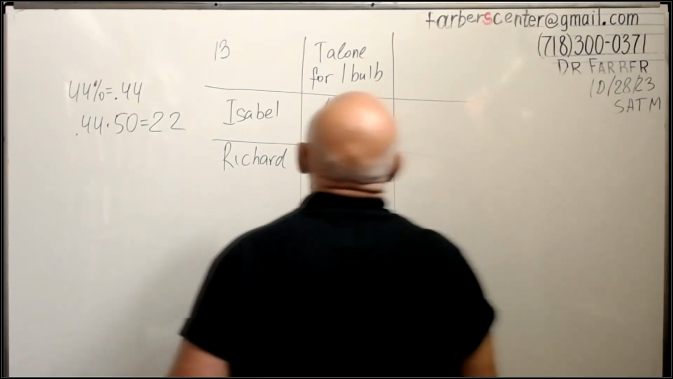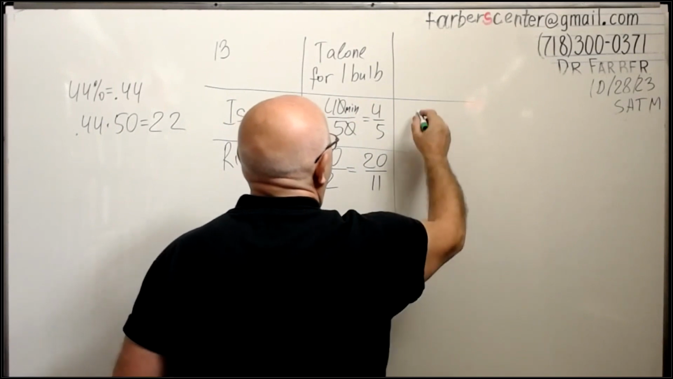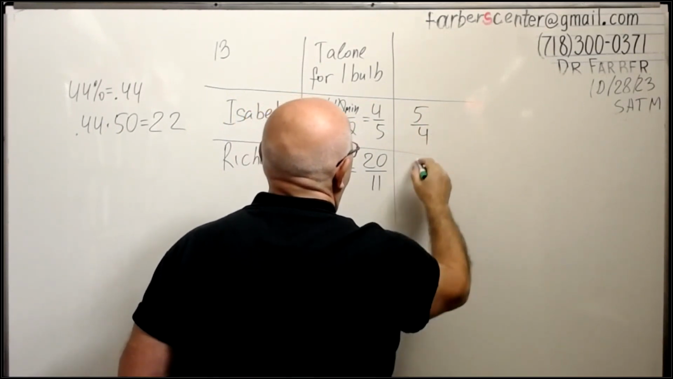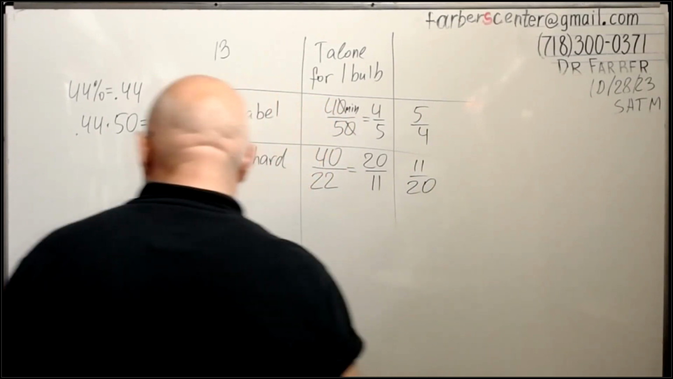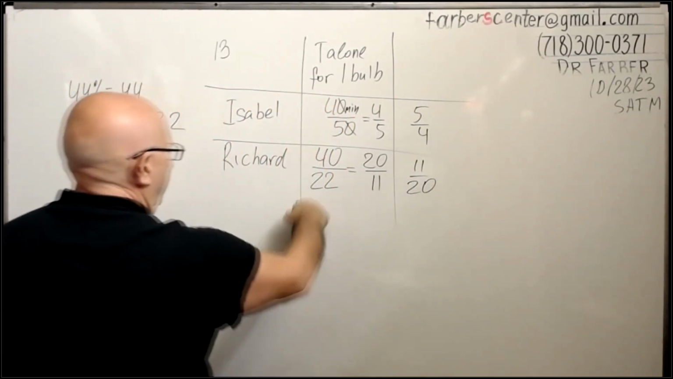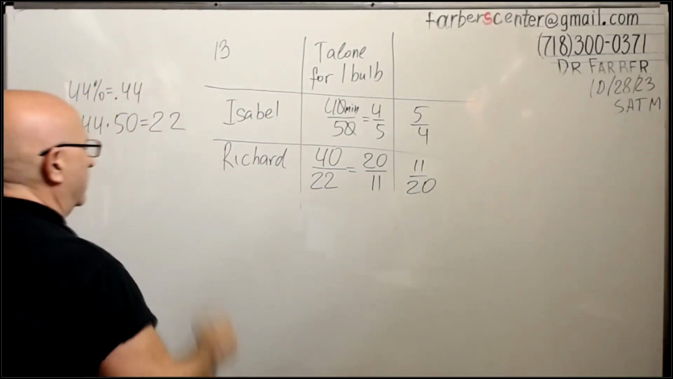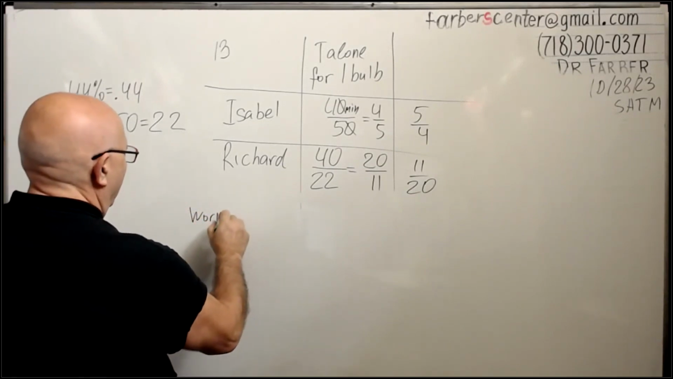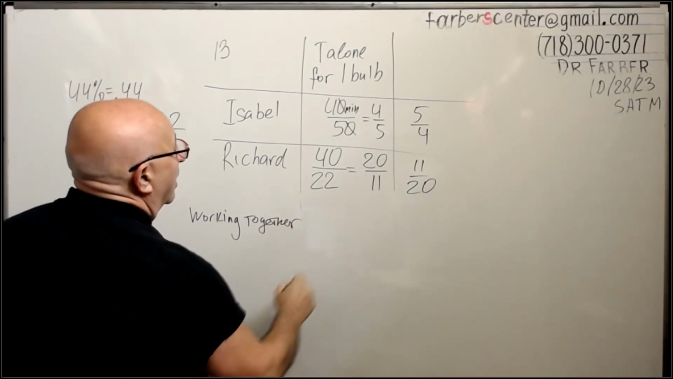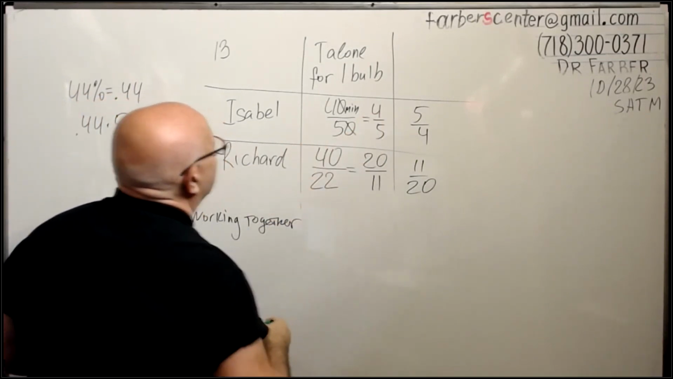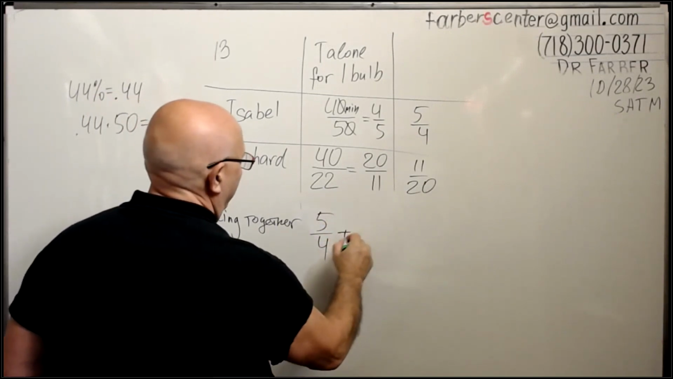Like we did, reciprocal. Part of job for 1 bulb in this case. It would be reciprocal, 5 over 4. And this 11 over 20. Exactly what we did before. And if you work together, part of job, Isabel can do 5 over 4 part of job, and Richard 11 over 20.